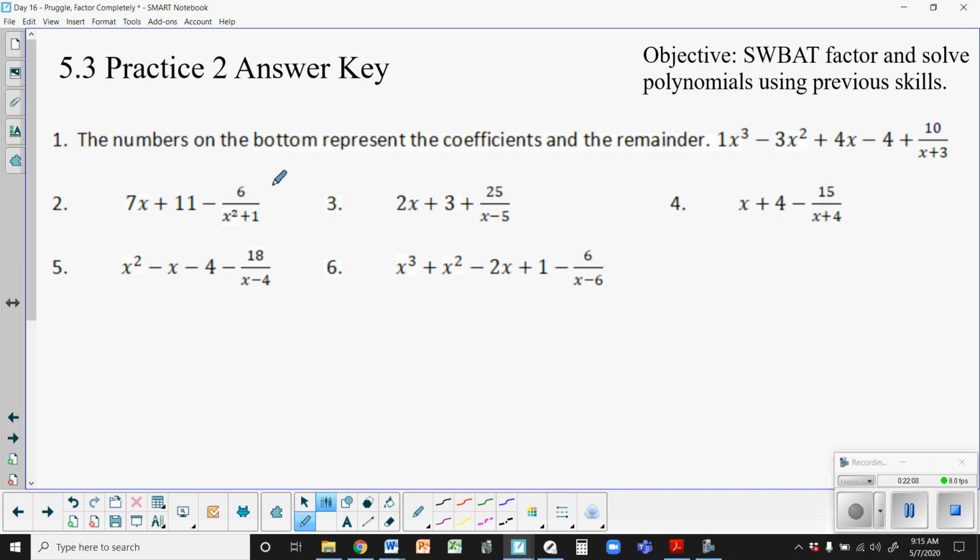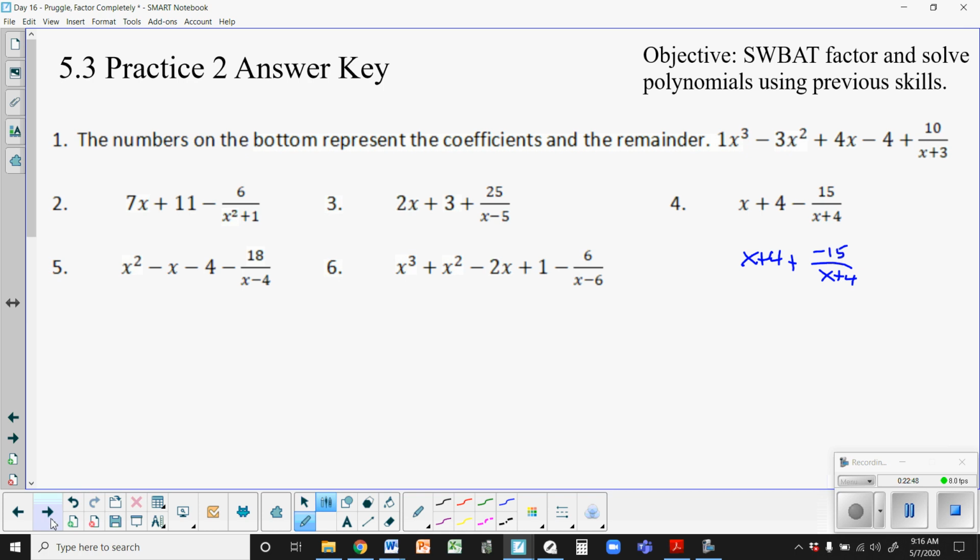Those numbers on the bottom, remember, represent coefficients and the remainder, so then it rewrites this way. And then number 2, when you divided that one using long division. The other ones you did synthetic division, so double check the signs. Instead of putting minus, you might have said x plus 4 plus a negative 15 over x plus 4. Both mean the same thing, so both of these work as answers. That includes any of these ones that say minus here. All right, so that's our answer key for practice 2.